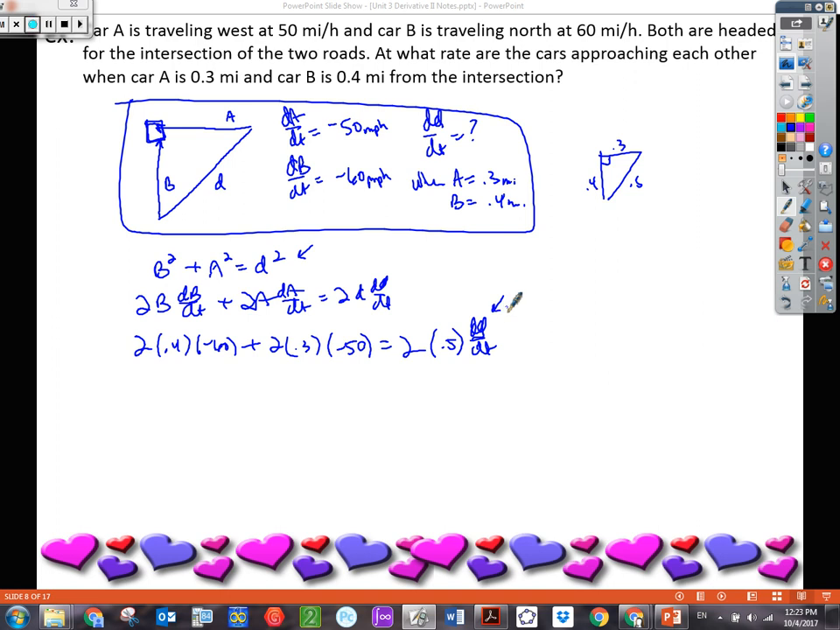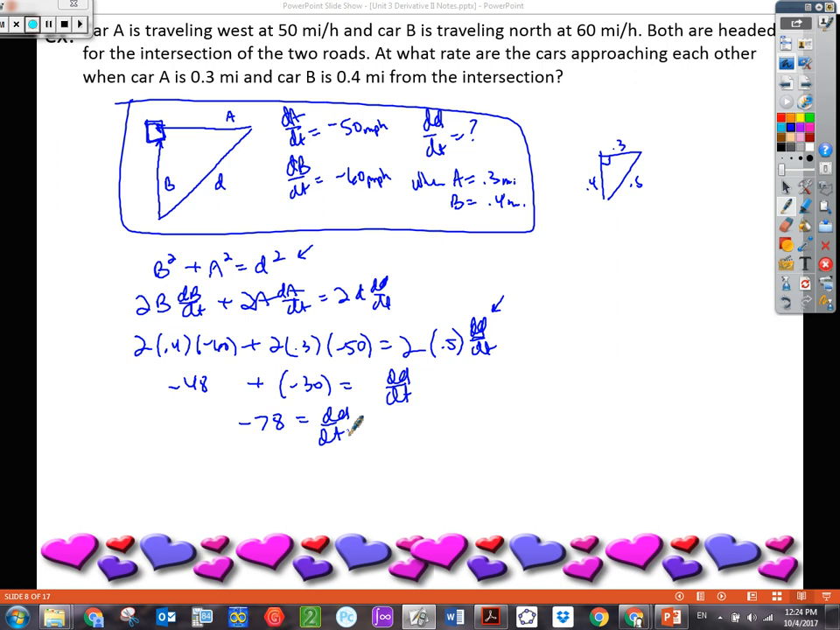So let's do our arithmetic. 2 times 0.3 times -50 is -30. 2 times 0.4 times -60 is -48. I reversed it from my key. And then 2 times 0.3 times -50 is -30. And then 2 times 1/2, well, that's 1. So dD/dt is -78. Now let's put it in a sentence.